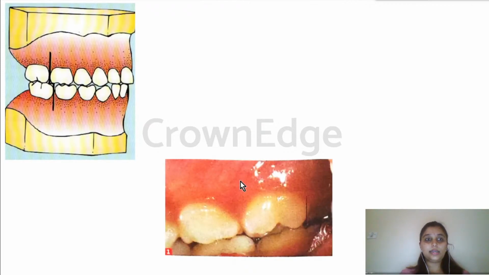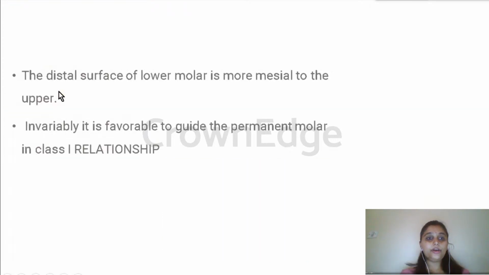And this picture is more clear. Here the distal surface of the lower E is more mesial. So this is a mesial step, and it is favorable to guide the permanent molar into a class 1 relationship.